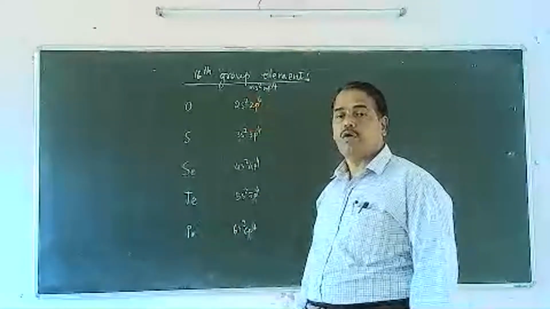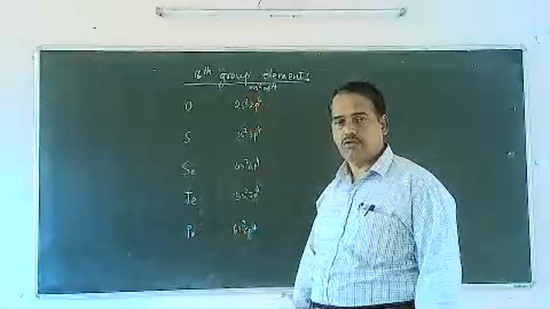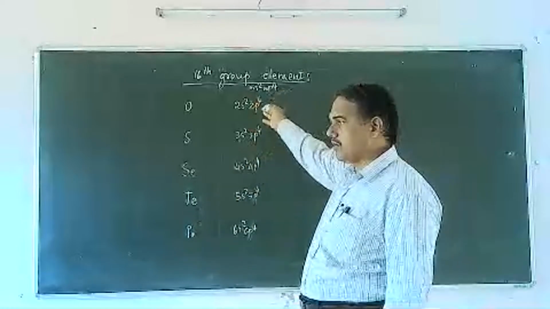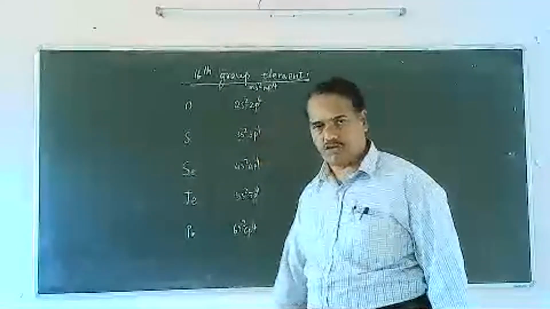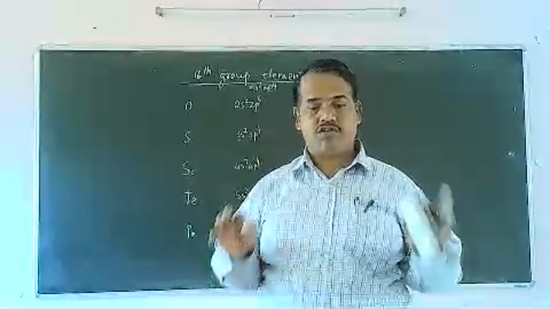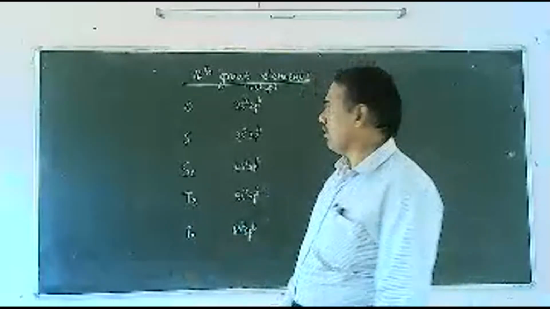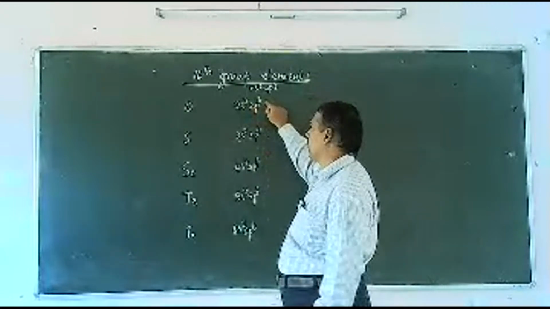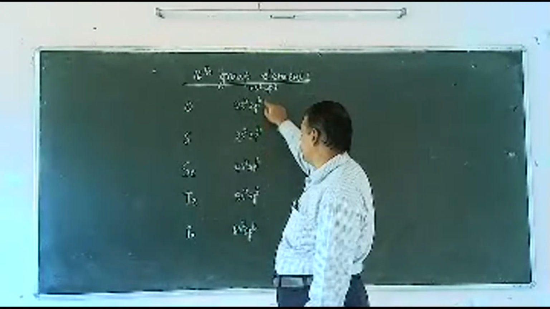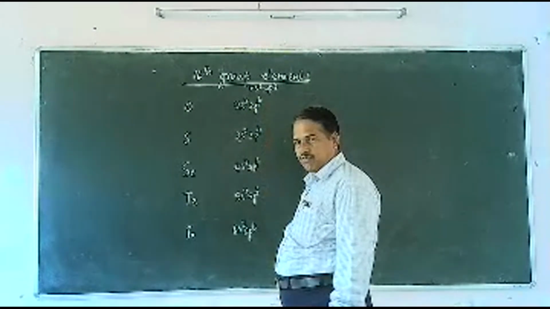So 16 group elements, how many valence electrons are there? You can easily check. How many valence electrons are there? 6 valence electrons are there. Oxygen, Lewis dot structure, you wrote in first PUC. So valence electrons are 6. So this is nothing but the electronic configuration.